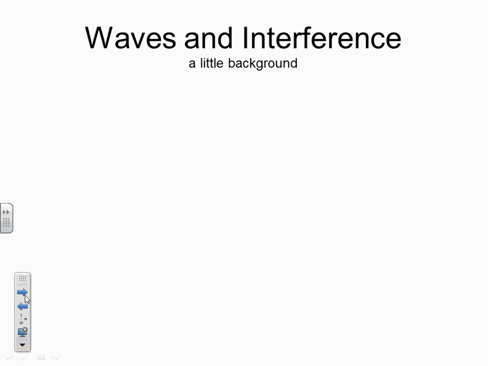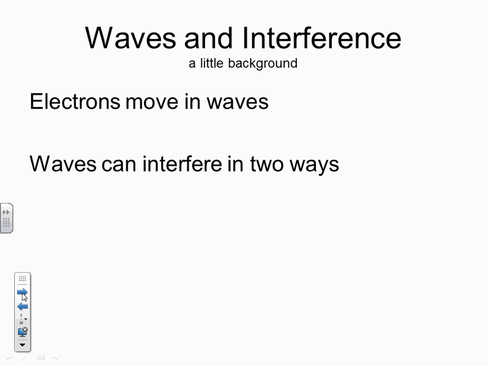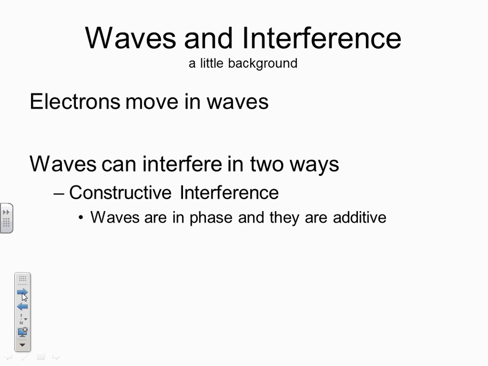So a little bit of background on molecular orbital theory. Please remember that electrons move in waves. So we have to consider wave interference, and there are two types of wave interference. We have constructive interference, meaning that waves are in phase, meaning their crests are occurring at the same time. And when the waves are in phase with each other, they will add together.